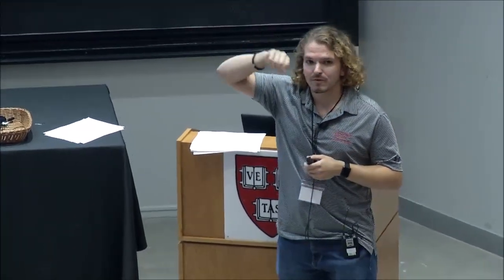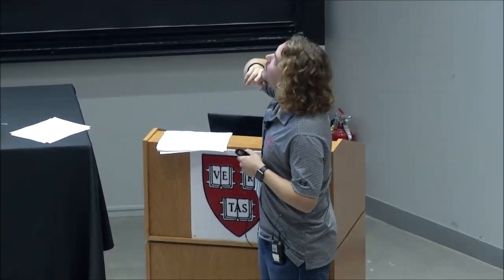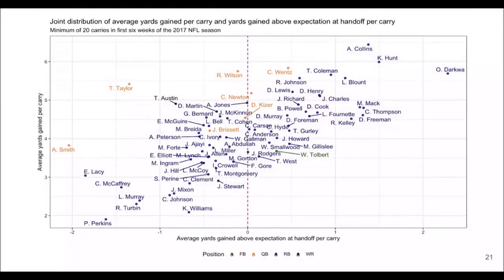So top right, Collins led the league for the first 6 weeks in yards gained per carry. He's located next to that player that shall not be named from the Chiefs. He is on the same vertical line as Devontae Freeman, Marlon Mack, Chris Thompson in terms of his yards gained above expectation at handoff. All right, so if we had more data, maybe we could test to see if this is something that's more stable, predictive over the years and over the course of the season.